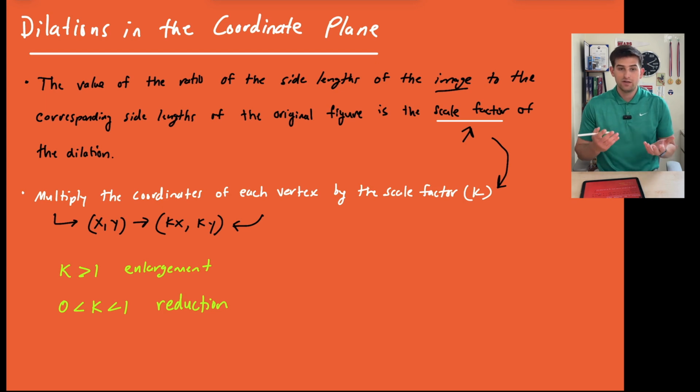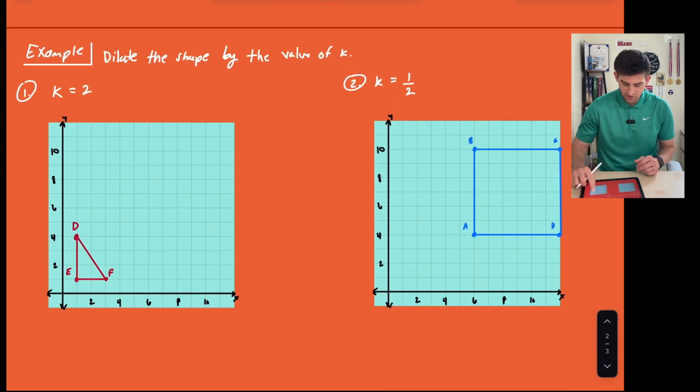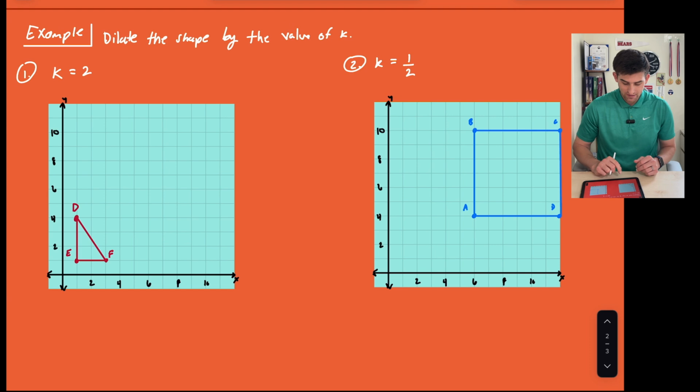So now, depending on the value of k, we could either be making our original shape larger. If k is greater than 1, we would call that an enlargement. Or if k is between 0 and 1, not negative values here, that's something else you'll talk about in geometry later on, but we're talking about a fraction between 0 and 1, so maybe 1/2, 1/3, 1/4, something like that. And if that is the value of k, then we would call that a reduction. So let's look at one example of each of those here, and we will dilate the shape.